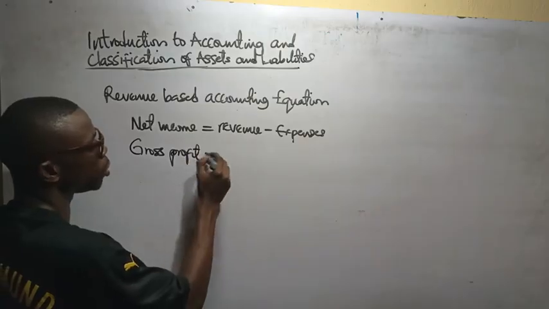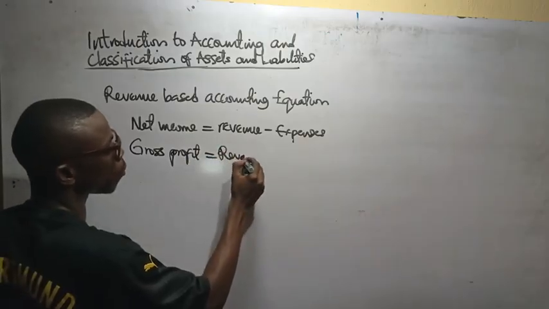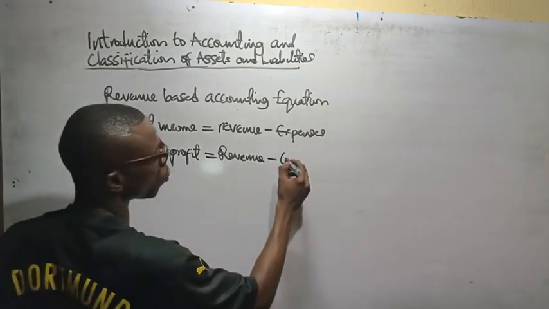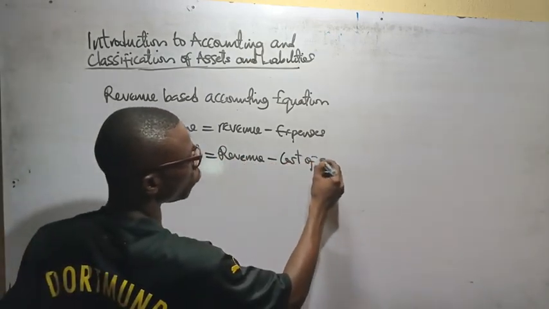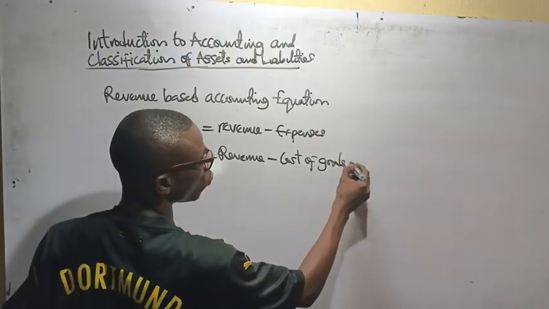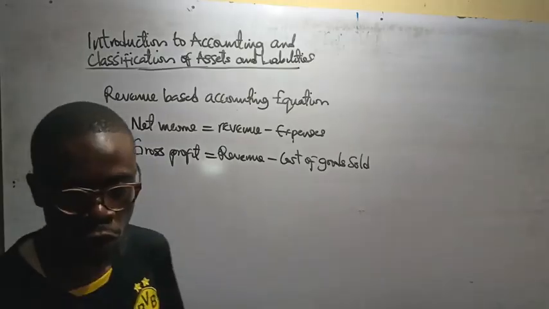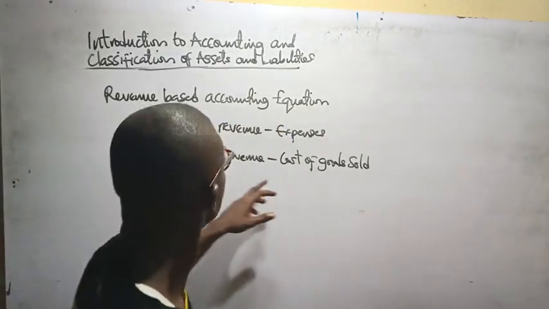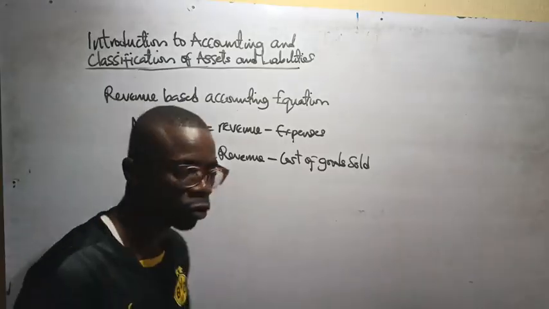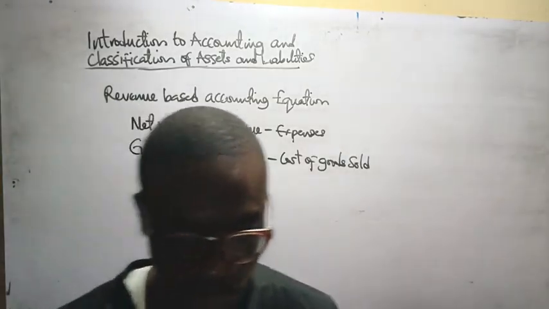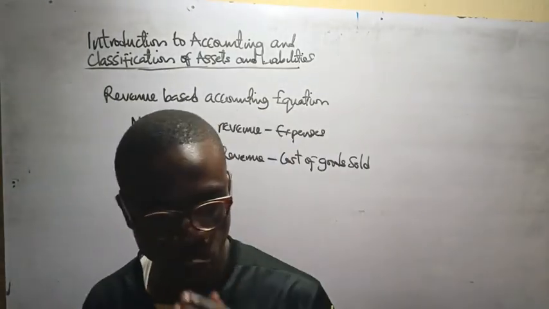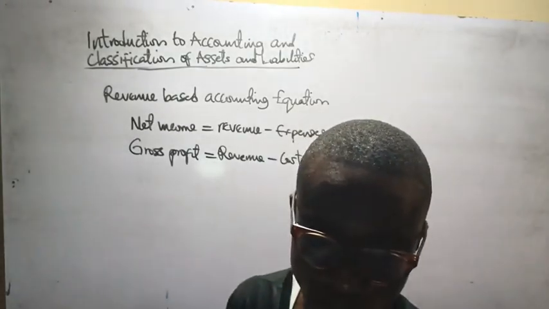Gross income is revenue minus cost of goods sold. That means the cost of the goods that you want to sell. You remove it from your revenue, you have your gross profit. Am I communicating? Now there's something we call operating profit, operating income.